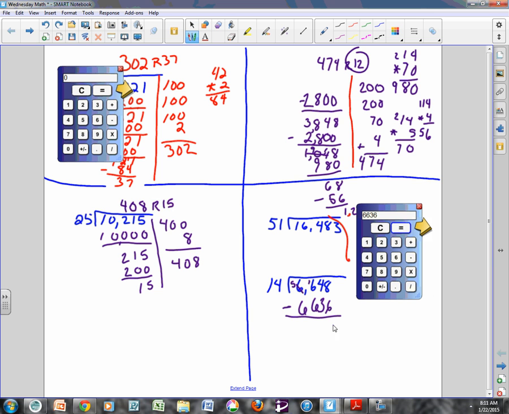8 minus 2 is 2. 8 minus 6 is 2. 4 minus 3 is 1. And there's your 12. That's it. I will show you the answer for the last problem.